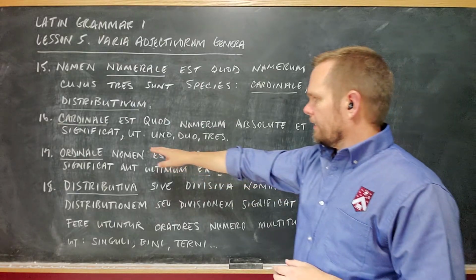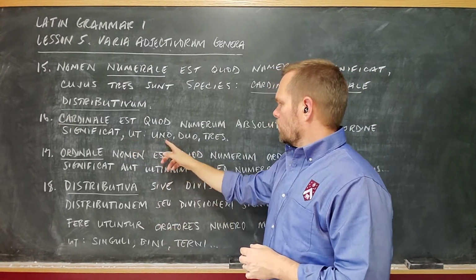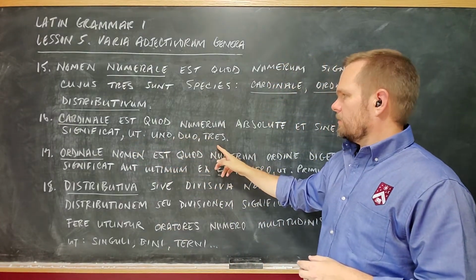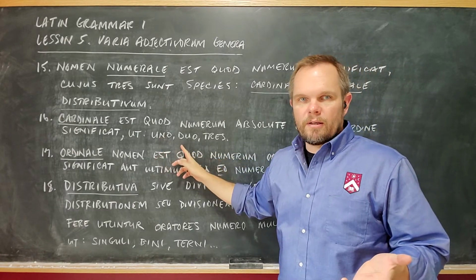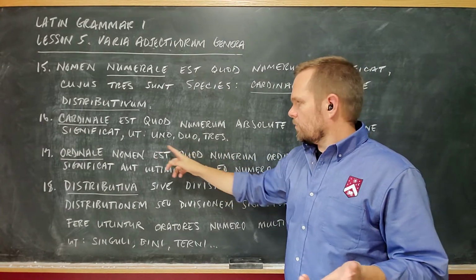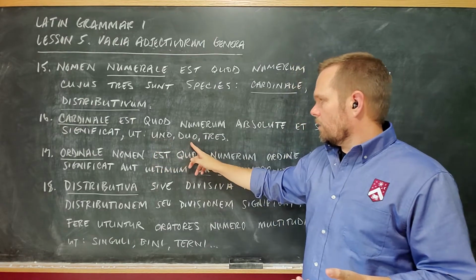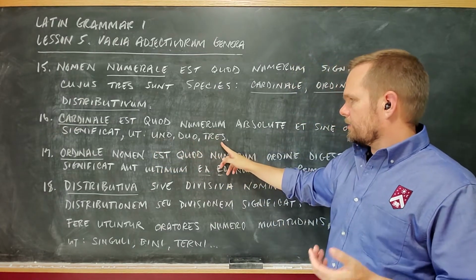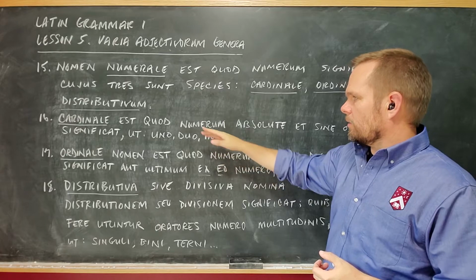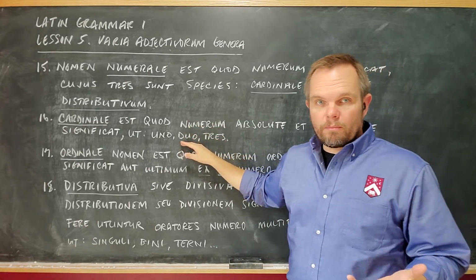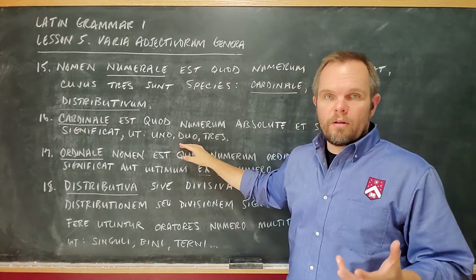Okay? Such as ut, uno, duo, tres. These are the simple names of Latin numbers. Uno, 1, duo, 2, tres, 3. Okay, so normal numbers are cardinal numerals.